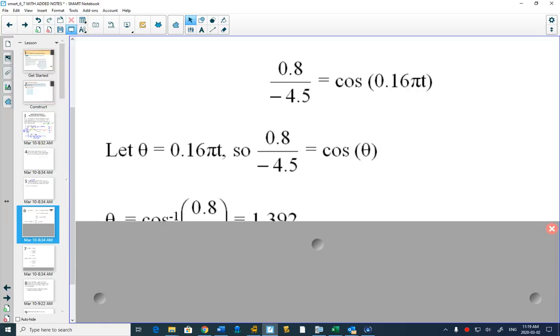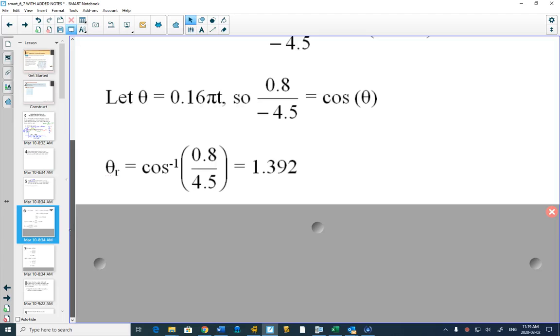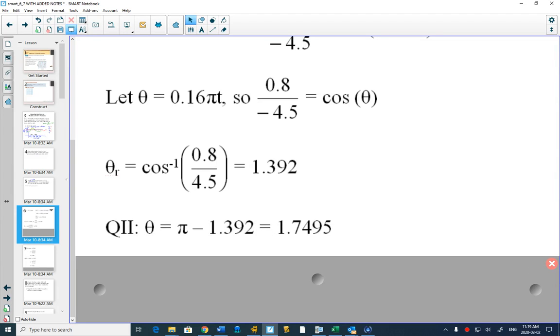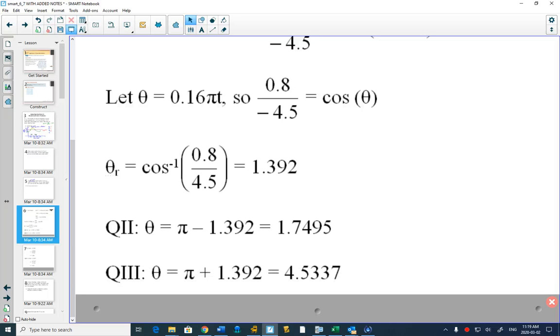How do I find my reference angle? Reference angle is always the inverse of the positive values, so you get 1.392. And then since cos is negative, it would be in which quadrants? 2 and 3, so you find it in quadrant 2, pi minus your reference angle. Find it in quadrant 3, pi plus your reference angle. So now we've got answers for theta. Theta could be 1.7495, or theta could be 4.533.